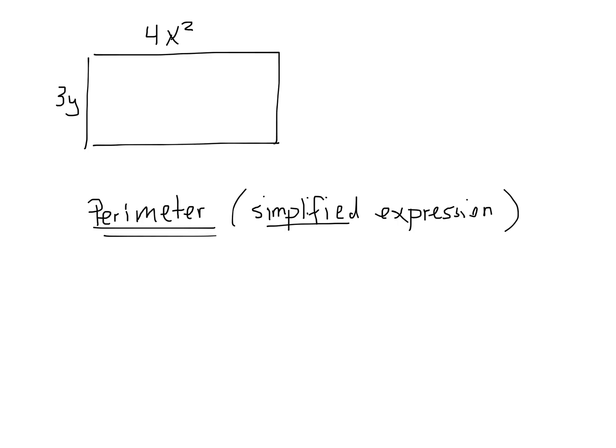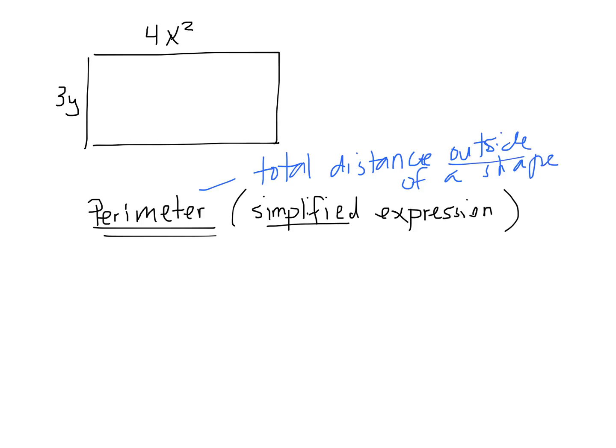So when you're asked to find the perimeter, it refers to the total distance around the outside of a shape.